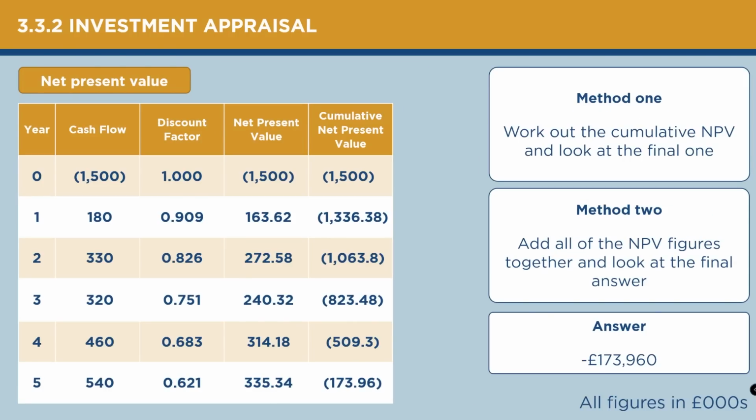For net present value, this one's a little bit more complicated. There's 2 methods of calculating this. First of all, we take our cash flows, and this might be the table you get. We apply the discount factors.